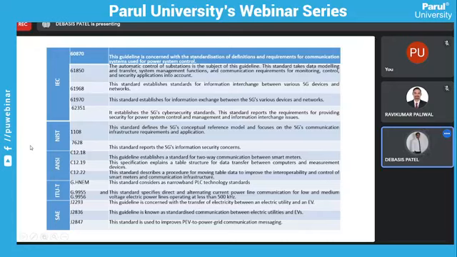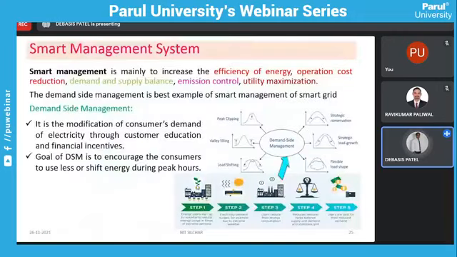Like ANSI, the American National Standards Institute. ANSI also defines some guidelines to operate our smart grid, right? The International Telecommunication Union also defined some standards for all our communication and information technology. I'm not going into the details of this. We can see this one. So now, coming to the next one, the smart management system.